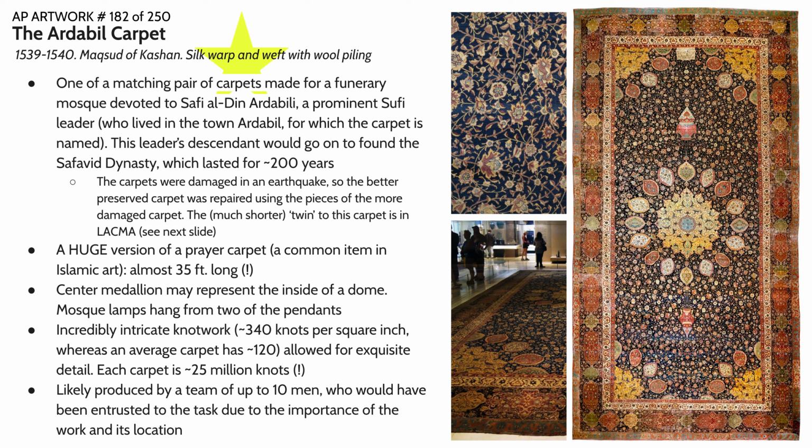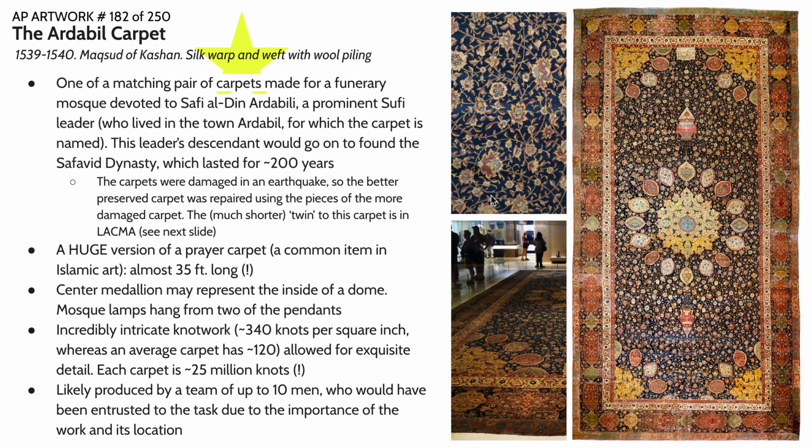So the descendant of Safi al-Din Ardabili actually would go on to found the Safavid dynasty, which lasted for around 200 years. And the Safavids would go on to commission lots and lots of artwork, including textiles such as this, as well as illuminated manuscripts and mosques.